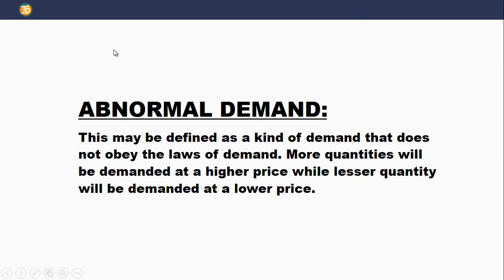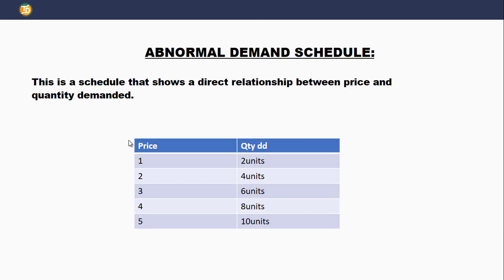Now let's look at this subtopic, which is abnormal demand. Abnormal demand is a kind of demand that does not obey the law of demand, which means more quantity will be demanded at a higher price while lesser quantity will be demanded at a lower price. So a kind of demand that does not obey the law of demand is what we call abnormal demand. It can also be called exceptional demand. So let's look at the abnormal schedule.